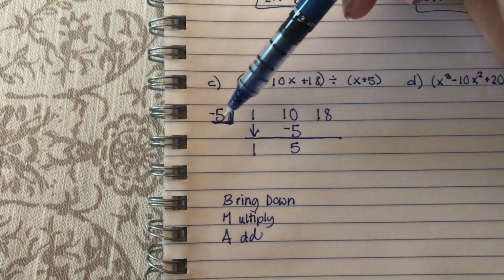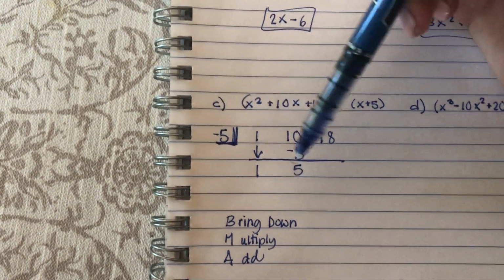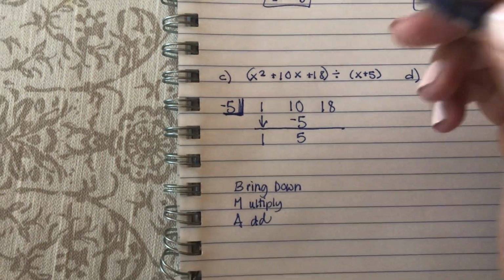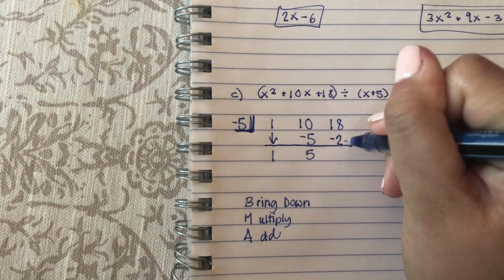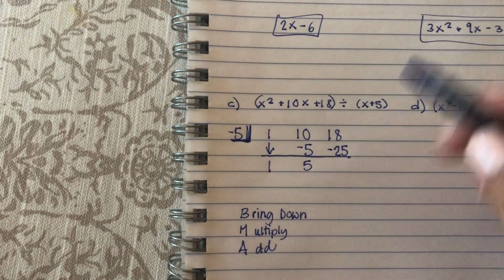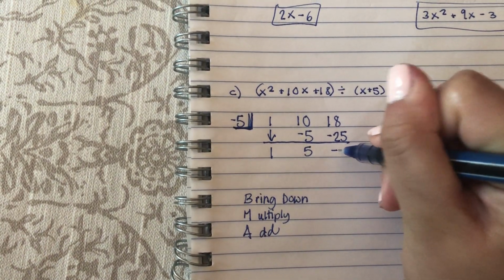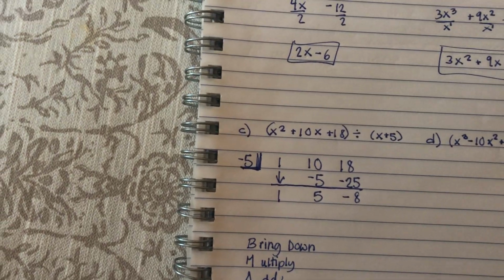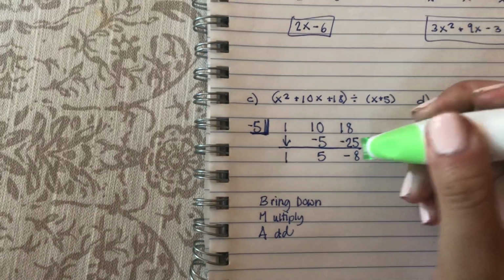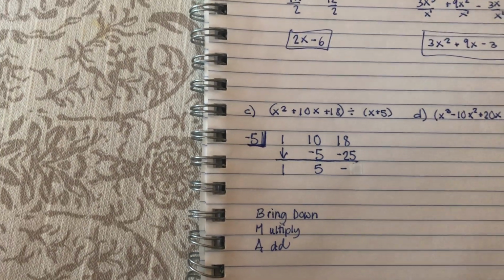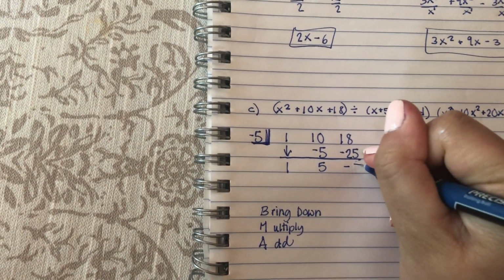Now we again multiply with the number in the box. So 5 times negative 5 is negative 25. Okay, now we add again. 18 minus 25 is negative 8. Sorry, negative 7. Use a calculator if you need to, guys.